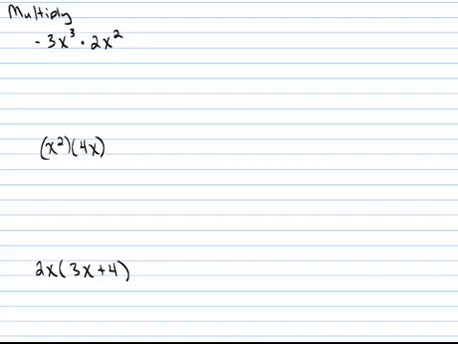Okay, here we're multiplying again. We're multiplying these two monomials right here. It's negative 3x cubed times 2x squared. We're multiplying. Keep that in mind. So the long way to do this is to expand this.